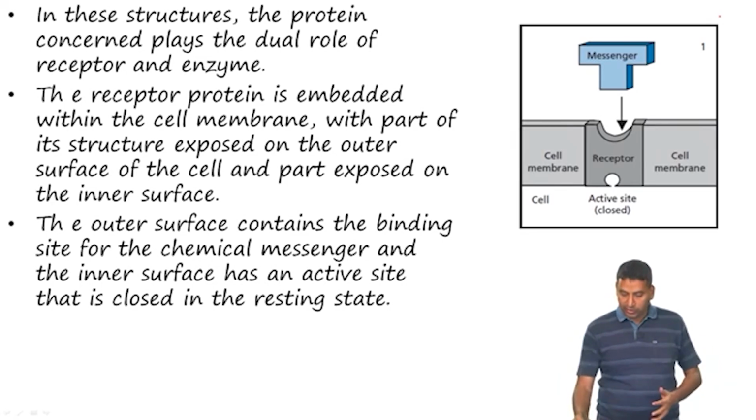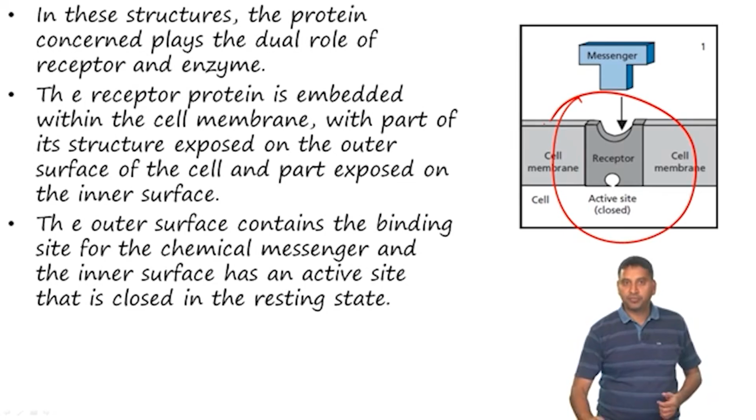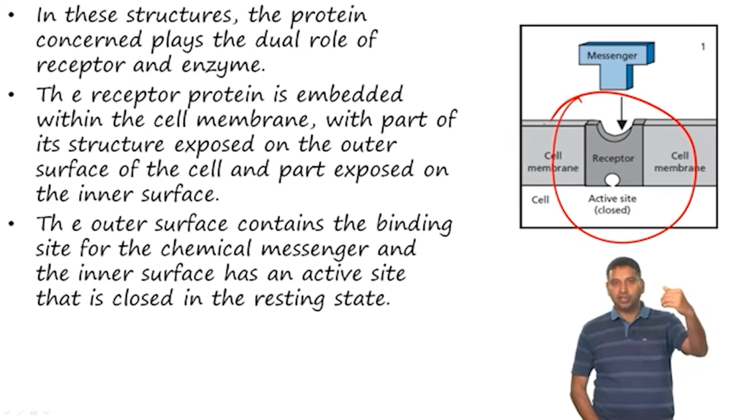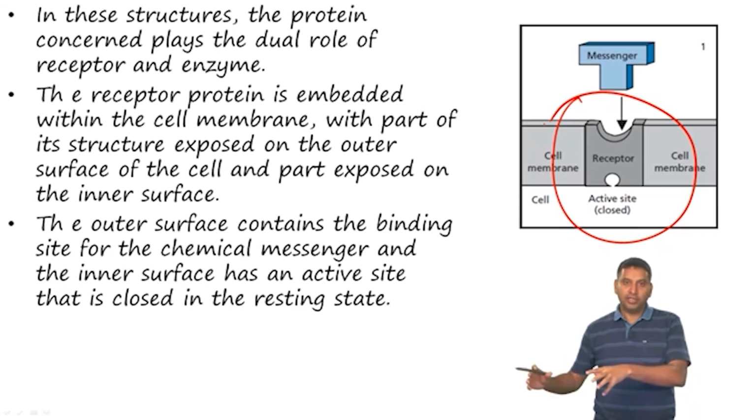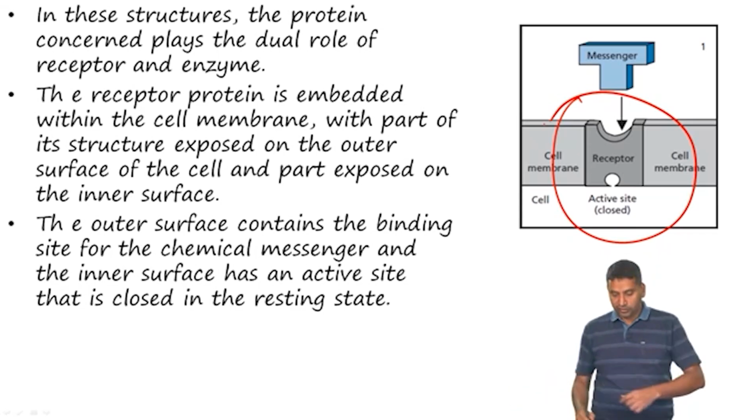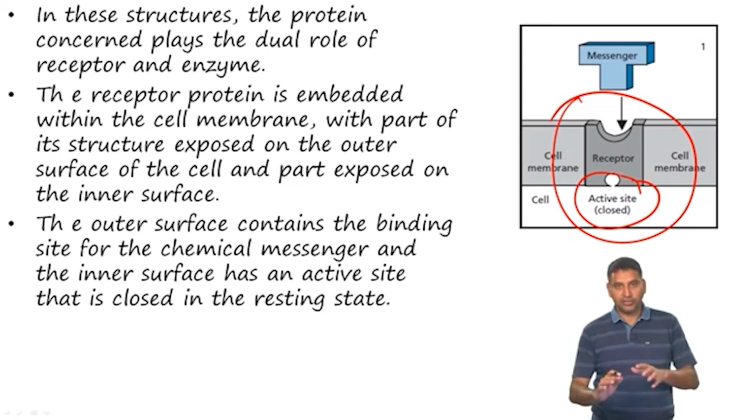The receptor here is embedded in the cell membrane, and one portion of this is exposed to the inner surface and the other one is exposed to the outer surface. The outer surface contains the binding site for the chemical messenger, while the inner surface has an active site in the resting state.